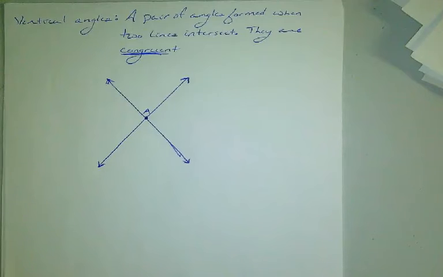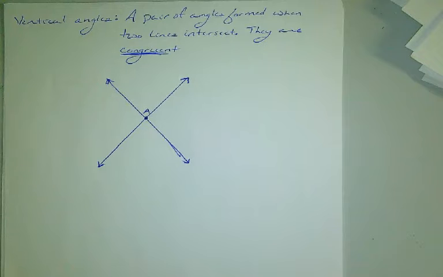Hello, seventh graders. So today's the first lesson on angle relationships. And the first angle relationship that you are going to learn about is vertical angles. Vertical angles are a pair of angles formed when two lines intersect. So whenever two lines cross and they form an X, you have vertical angles.